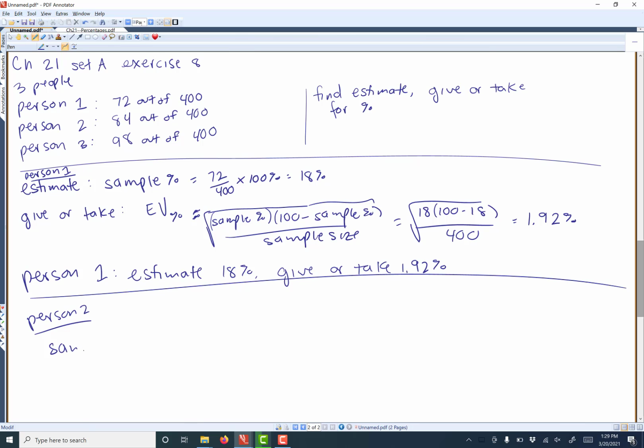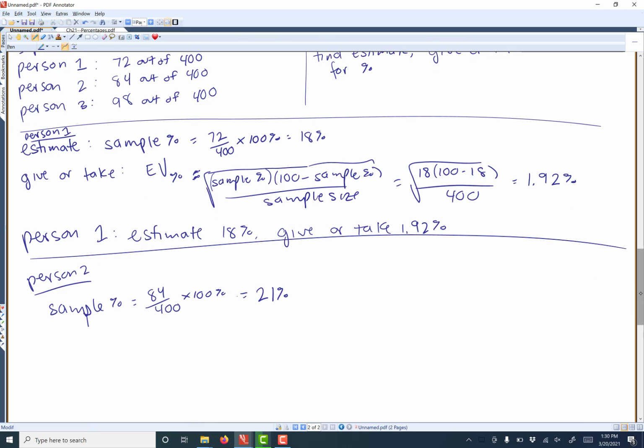Person 2, their sample percentage is going to be equal to 84 out of 400. And we'll have to times by 100%, which gives me 21%. So notice they're off a bit, and that's okay because we know that every sample will always be off a little bit different from the other samples.